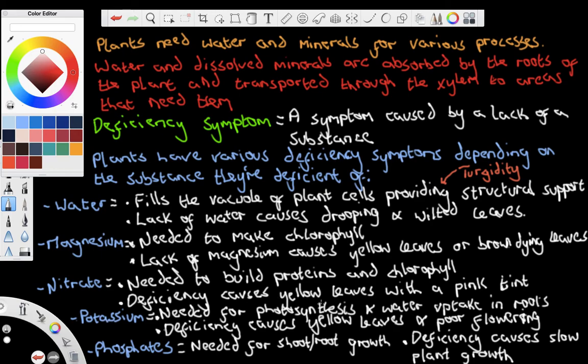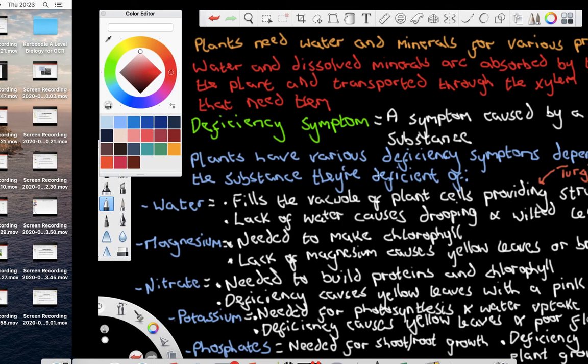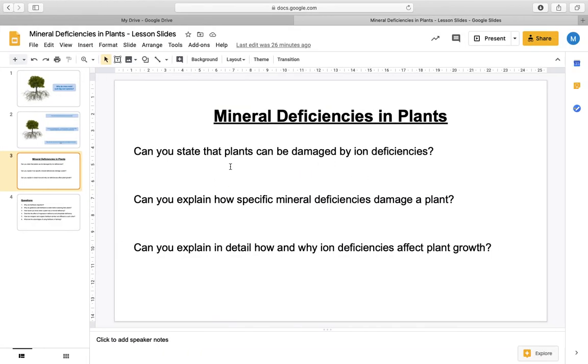Potassium is needed for photosynthesis and water uptake in roots. Deficiency causes yellow leaves and poor flowering. Phosphates are needed for shoot and root growth. Deficiency in phosphates causes slow plant growth. So, you should now be able to state that plants can be damaged by iron deficiencies. You should be able to explain how specific mineral deficiencies damage a plant, and you should be able to explain in detail how and why iron deficiencies affect plant growth.